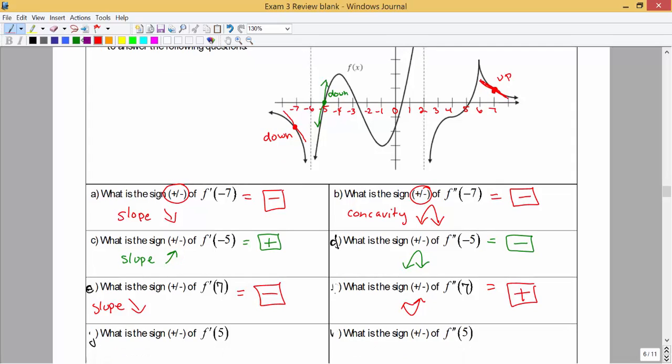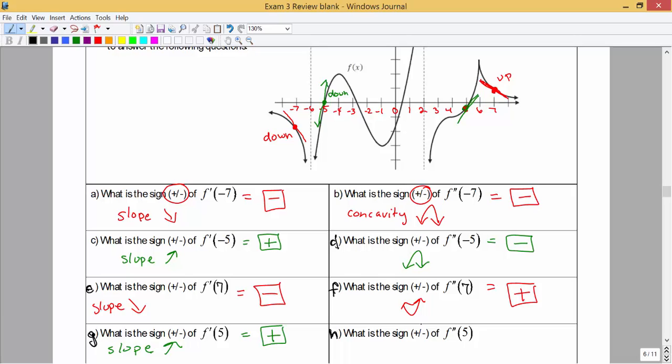Okay, what about positive 5? So at positive 5, the graph is right here. And looking at the tangent line, it looks like the tangent line is slanted up. So the graph is increasing there. So the slope would come back positive. That was F, and this is G.